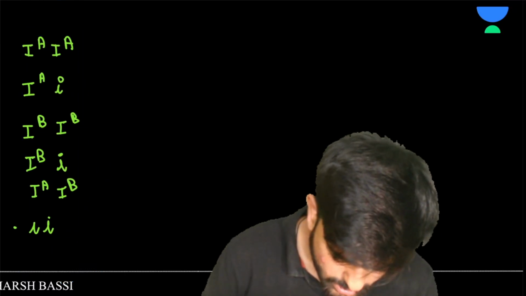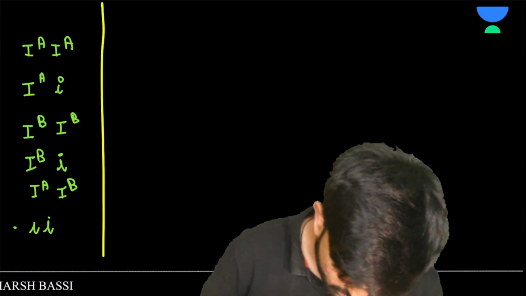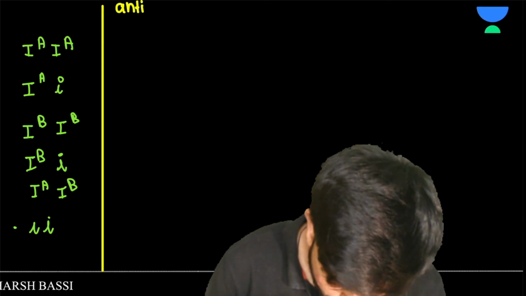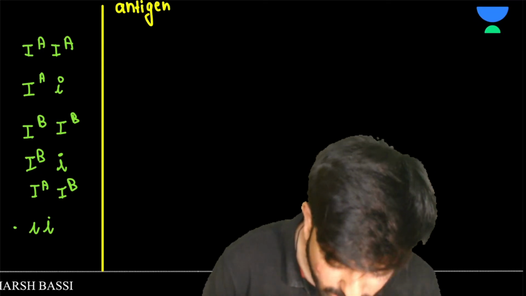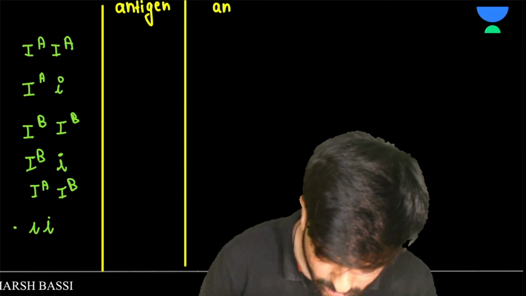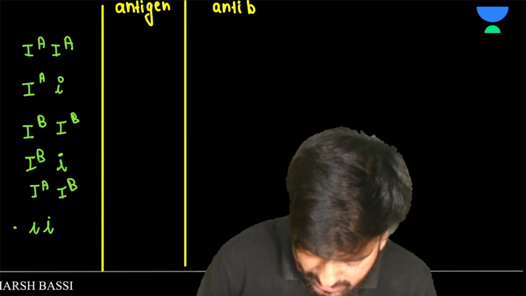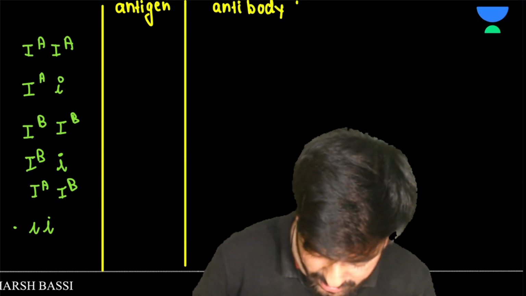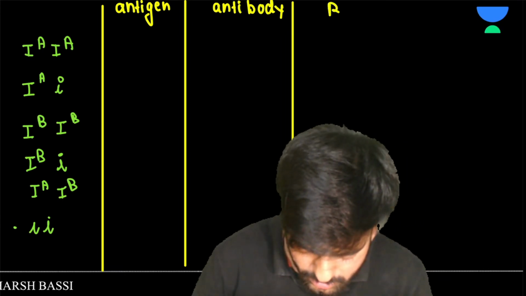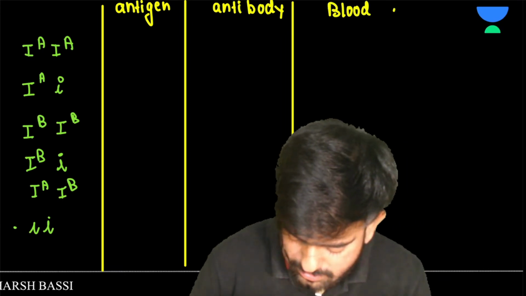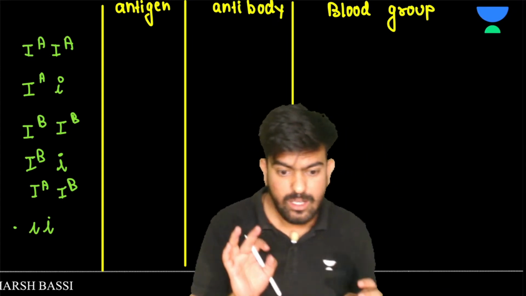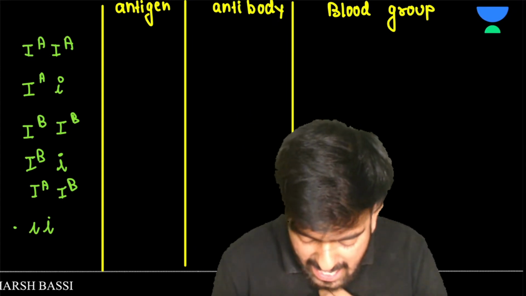Okay. So now here we are going to write, first we are going to write antigen. Then we are going to write antibody. And then we are going to write blood group. Clear? Okay. Now, see how easy it will be.